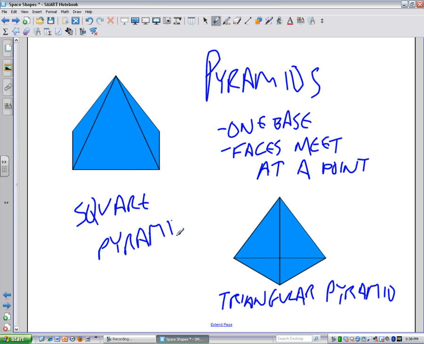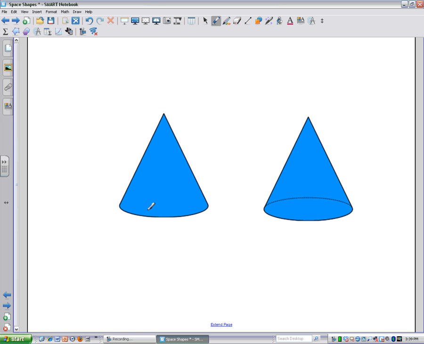Okay, and we can have hexagonal pyramids. We can have all different shapes of pyramids, hexagons, pentagons, as long as it's got one base and the faces all meet up at a point up here. Okay, and we've got ourselves a pyramid. Good? Good.